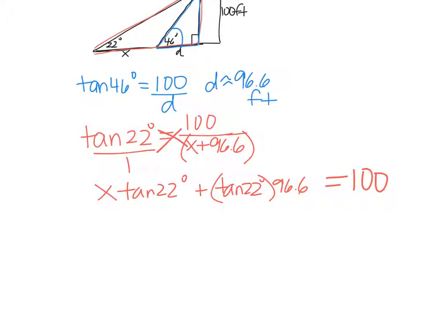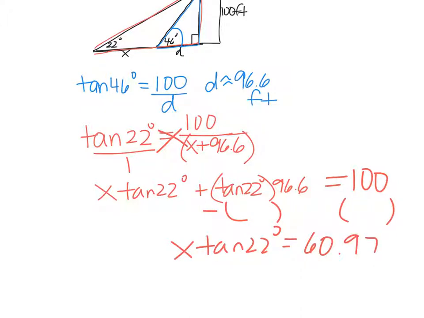Oh, you divided by tangent first? You could do that. I took two different triangles and subtracted them. Oh, and that works too. Okay, so we'll do 100 and we'll subtract this tangent 96 whatever to the other side. So 96.6 times tangent of 22. Okay, and then I get x times tangent of 22 degrees equals 60.97, and then I'm going to divide by tangent of 22.